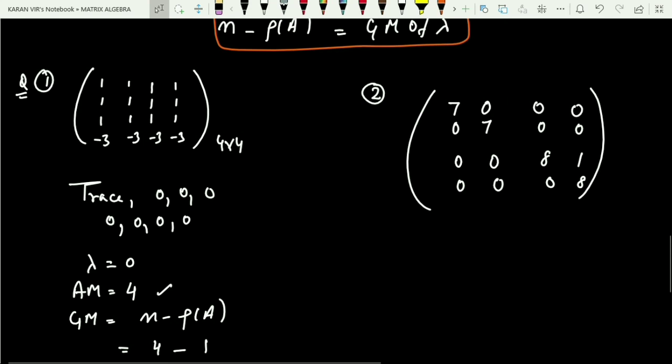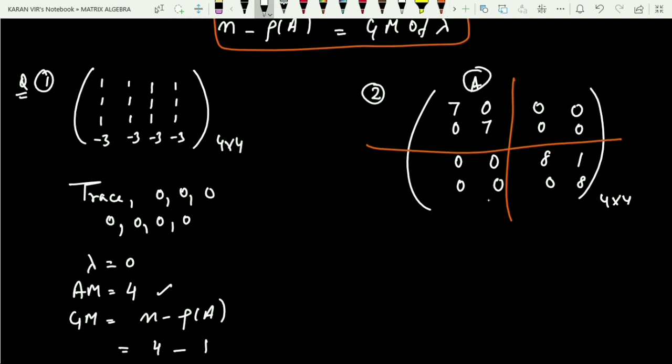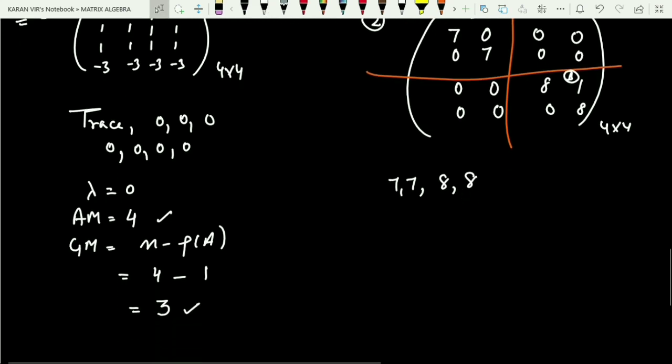Now coming to the second example, you can see again this is a 4 cross 4 matrix. In order to calculate the eigenvalues for this matrix, I'll be using the concept of block matrix. If you want to understand the concept of block matrix, you can watch my previous video lectures. So I have divided this matrix into blocks, and now I am just interested in calculating the eigenvalues of A and B. Clearly, A is a diagonal matrix, so the eigenvalues corresponding to A will be 7, 7. Similarly, since B is an upper triangular matrix, the eigenvalues will be just the diagonal entries, that is 8, 8.